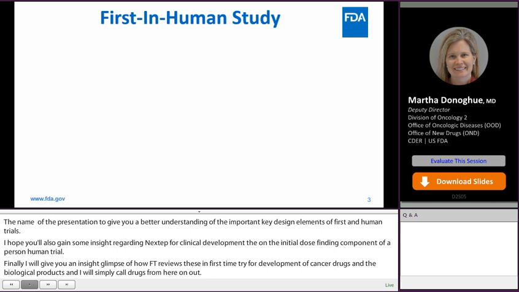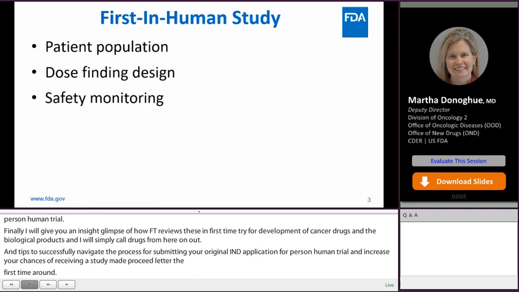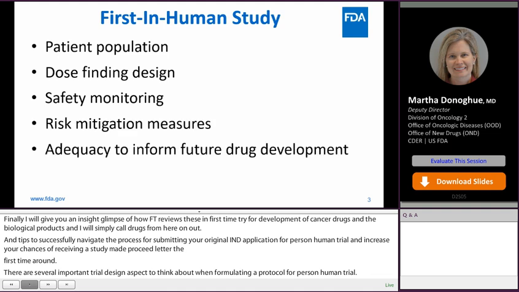There are several important trial design aspects to think about when formulating a protocol for a first-in-human trial. These include the patient population, dose-finding design, safety monitoring plan, risk mitigation measures, and other study provisions such as pharmacokinetic and pharmacodynamic assessments, and measures of response to treatment that provide key information needed to make decisions regarding whether and how to study a drug in patients with cancer in future trials.